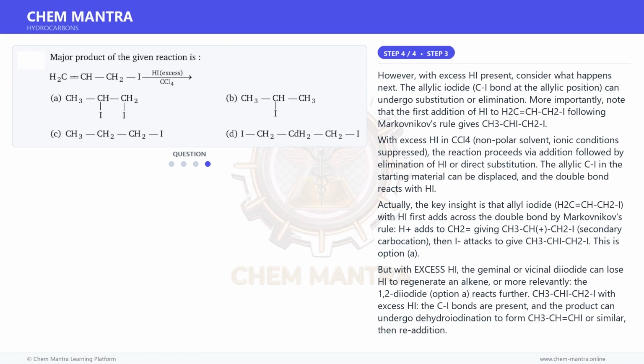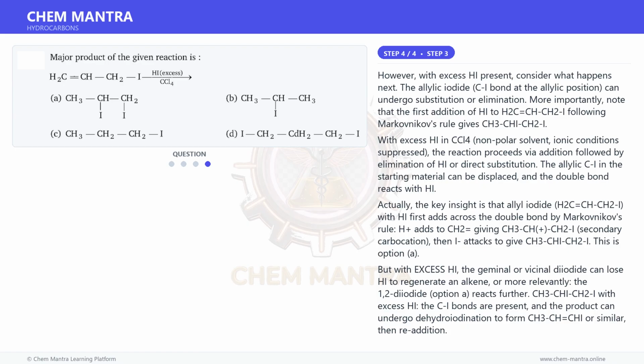Actually, the key insight is that allyl iodide, H2C=CH-CH2I, with HI first adds across the double bond by Markovnikov's rule, H+ adds to CH2=, giving CH3-CH+-CH2I, a secondary carbocation, then I- attacks to give CH3-CHI-CH2I. This is option A. But with excess HI, the geminal or vicinal diiodide can lose HI to regenerate an alkene, or more relevantly, the 1,2-diiodide, option A, reacts further. CH3-CHI-CH2I with excess HI, the C-I bonds are present, and the product can undergo dehydroiodination to form CH3-CH=CHI or similar, then readdition.